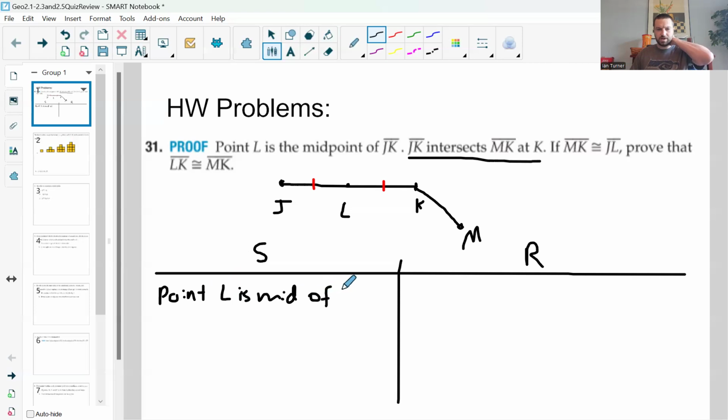Now, technically, the second sentence is a given right here. This black one I underlined, that is a given statement. It really just helped us draw the picture. So I don't think you need to necessarily put that in the given, but this is also part of the given. If you ever see anything that's like "if," that means they're saying this is true for this proof. So we're going to put in MK is congruent to JL. And that's our given.